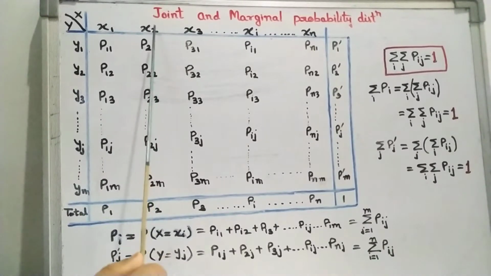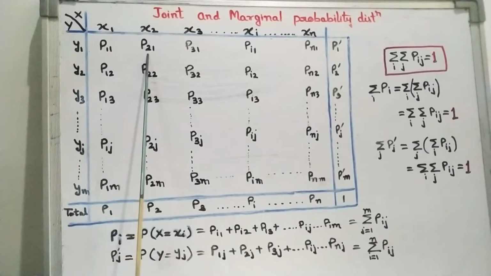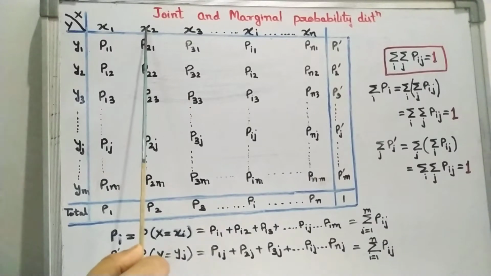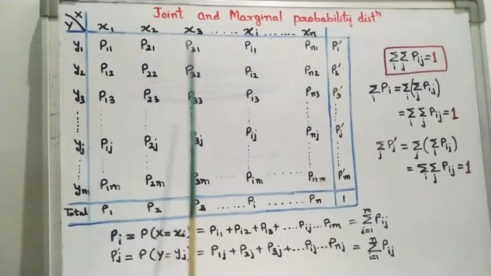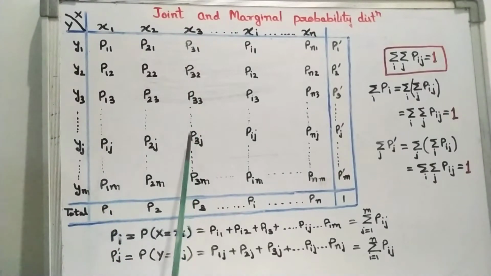Look here, second column, x2, y1. Probability of these two will be represented in this way, p21. Probability of x2, y2 will be p22. Probability of x2, y3 will be p23. So in this way we complete this column. The sum of this column will be p2. If we add all this, we get the probability p2. Similarly, we complete this table. We use the same combination. Suppose here x3, y1, so we write p31. Like this we complete all the entries.